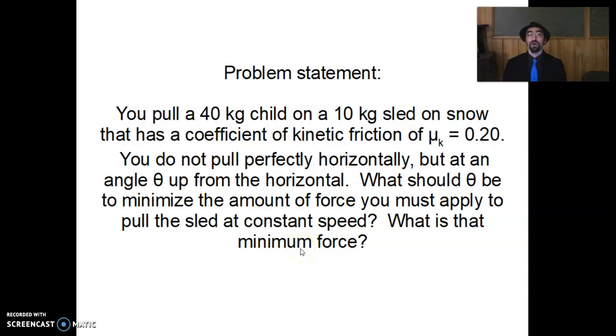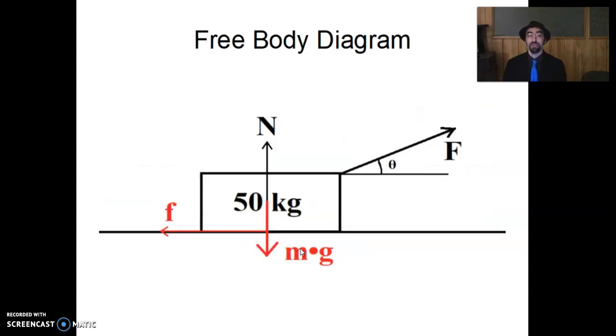So, the first thing we do on a problem like this is we draw a free body diagram. So, we've got the 50 kilogram kid plus sled combination, right? Obviously, those two can temporarily be viewed, for the duration of this problem, as a single lumped mass. So 50 kilograms of kid plus sled.